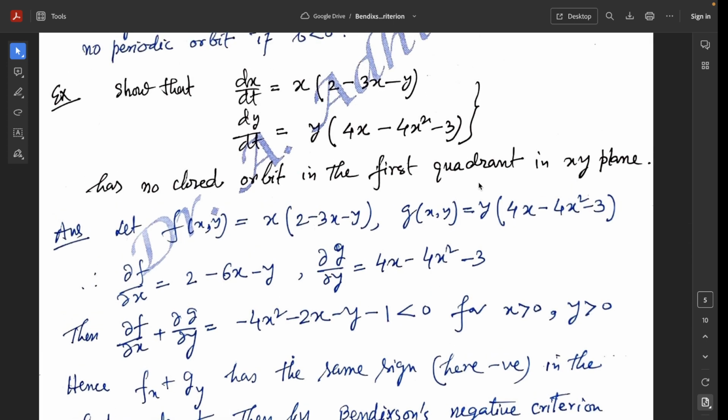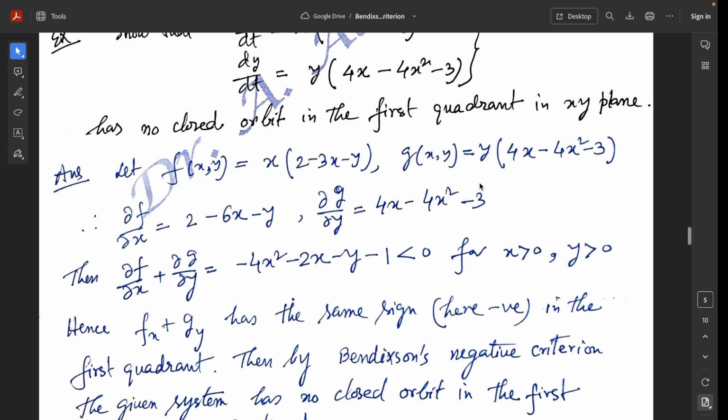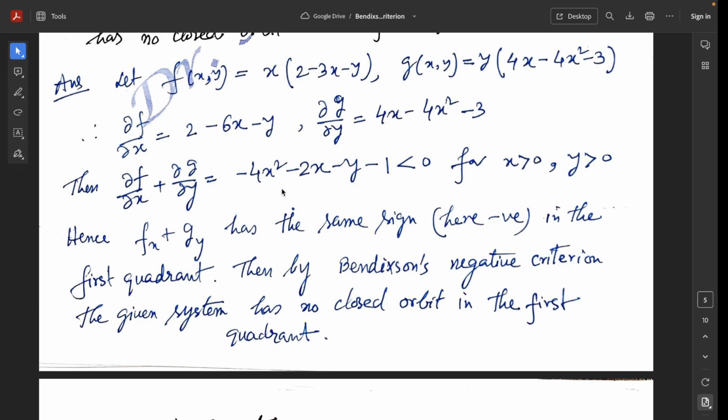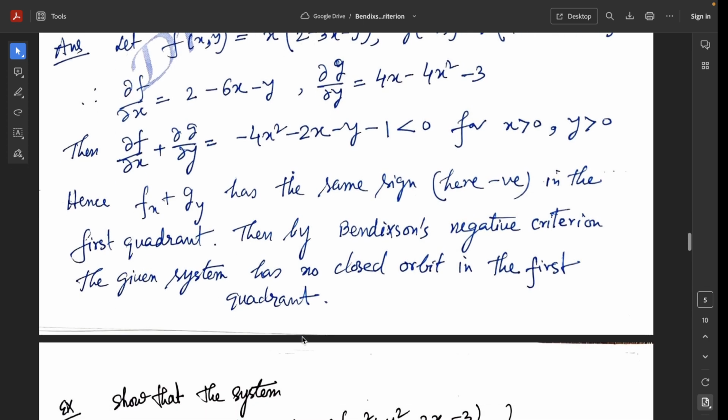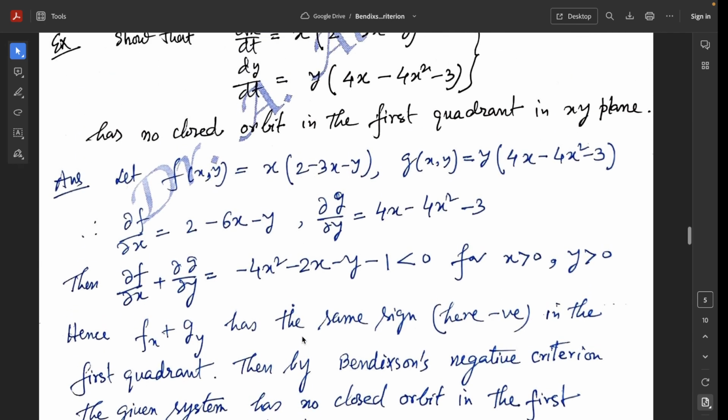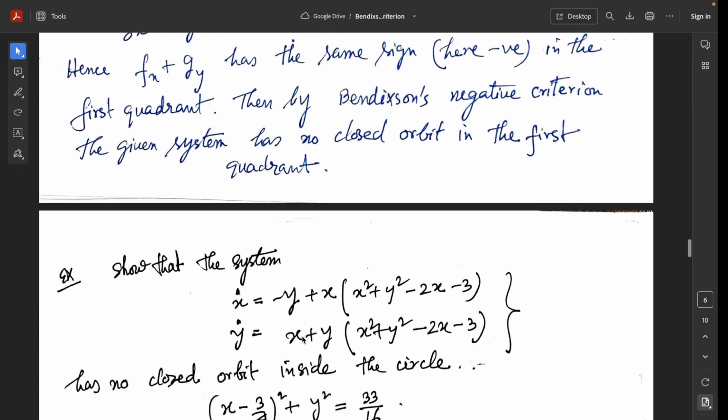Here, first quadrant means x greater than 0 and y greater than 0. So obviously, this minus 4x square minus 2x minus y minus 1 is less than 0. Hence, f_x plus g_y has the same sign, here actually negative, in the first quadrant. Then by Bendixson's negative criterion, the given system has no closed orbit in the first quadrant. Also, the first quadrant is a simply connected region over R2.